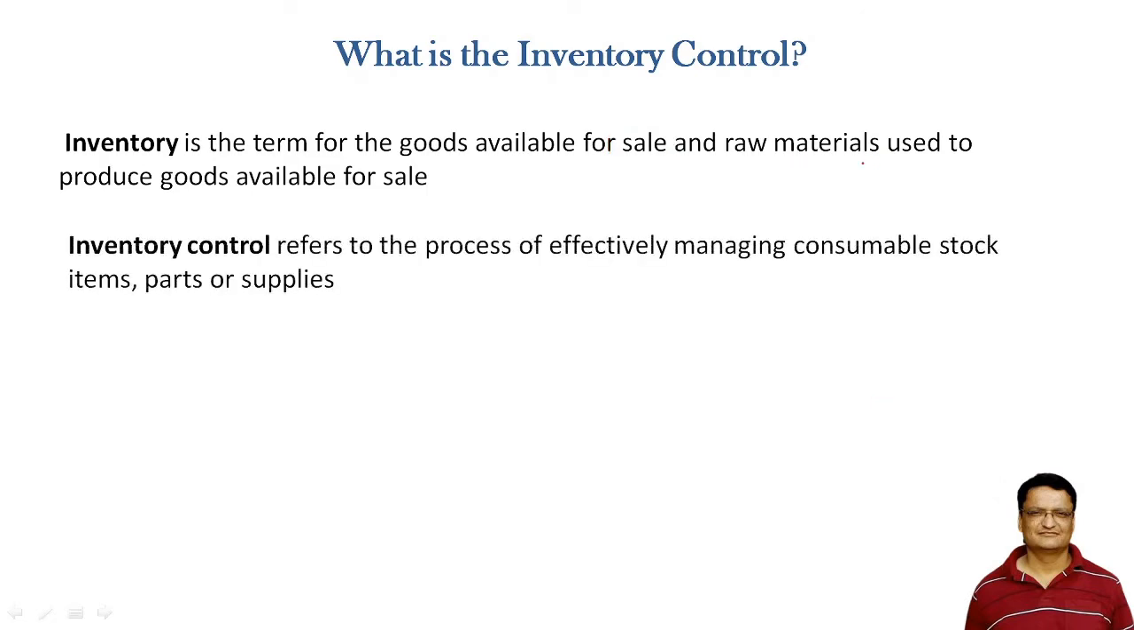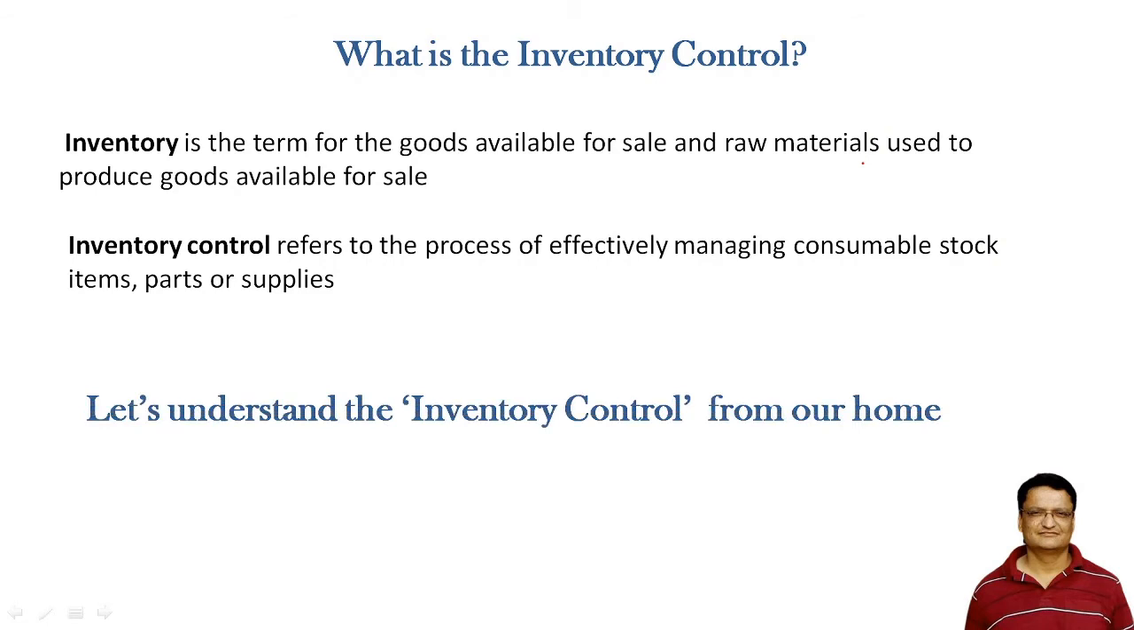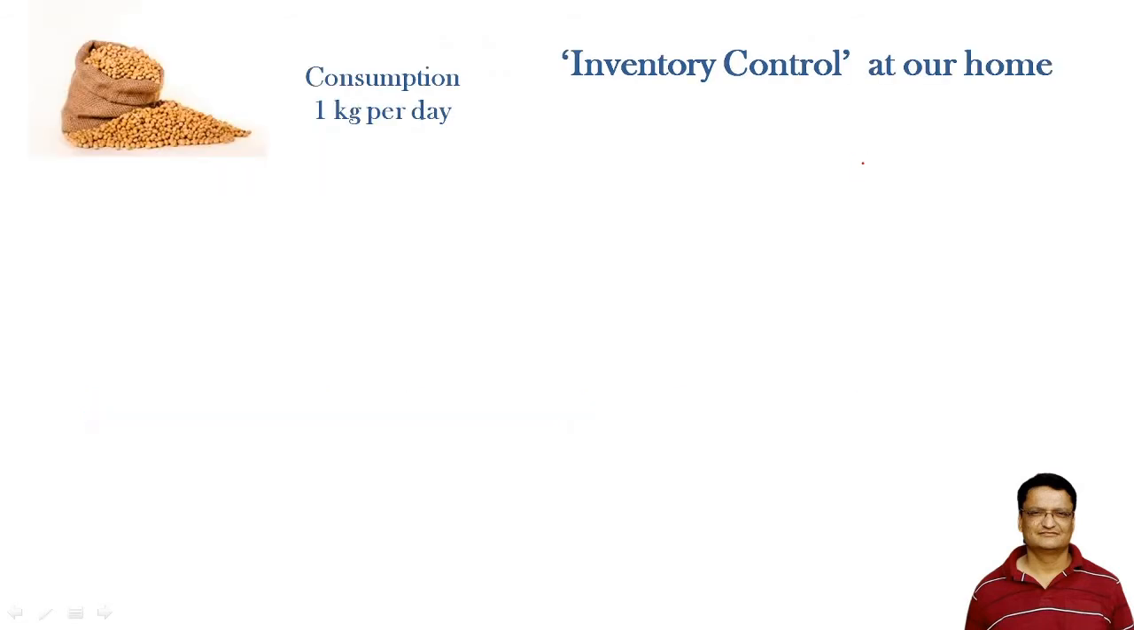What is inventory control? Inventory control refers to the process of effectively managing the consumable stock, items, parts, and supplies so that you will have a minimum cost. Let us try to understand inventory control from our home. At our home, we use a lot of consumable items, and one of the most important consumable items is grain. So let us assume that in my home we consume 1 kg of grain per day. And how do I make a purchase of that?